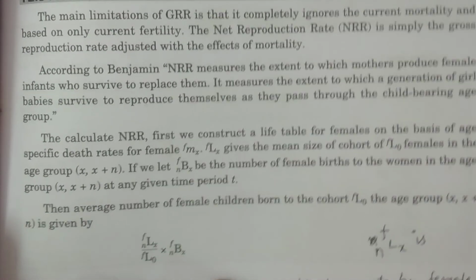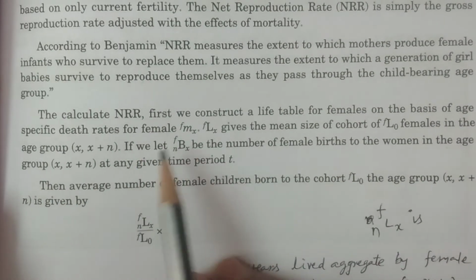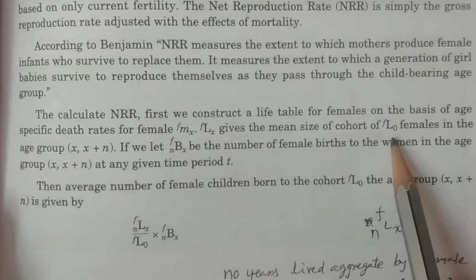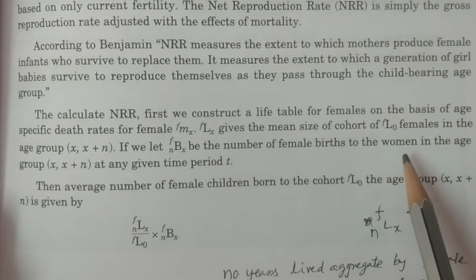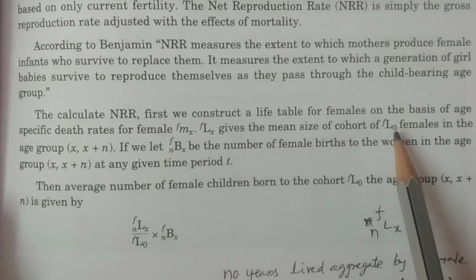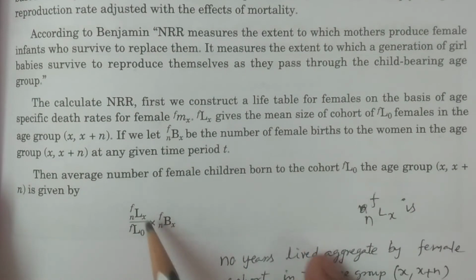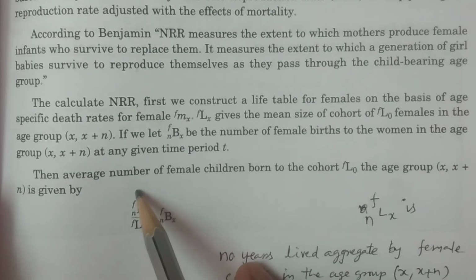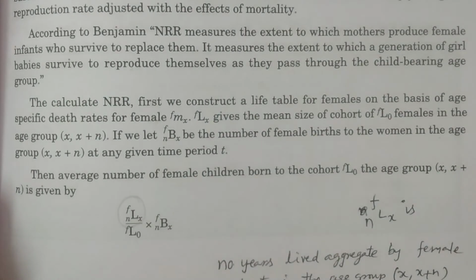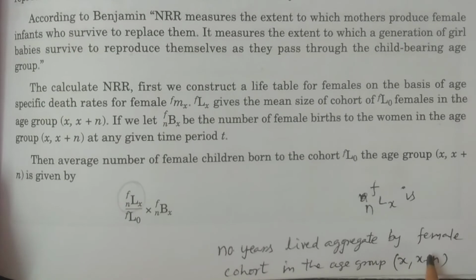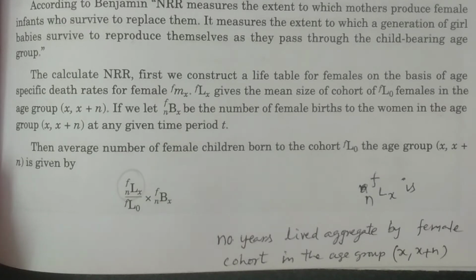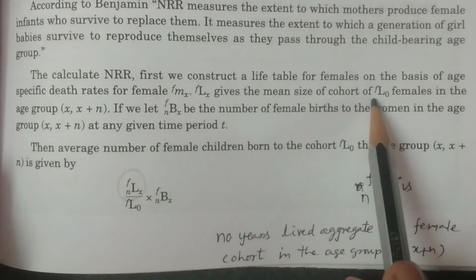So to calculate NRR, what do we have to consider? We consider FL naught. This is called the female cohort. Cohort means initial population, the initial female population in that particular region, right? And FNLX divided by FL naught. What is FNLX? It is the number of years lived in aggregate by the female cohort. Initially some female population is there in a particular region. We have considered this as FL naught, the initial cohort.